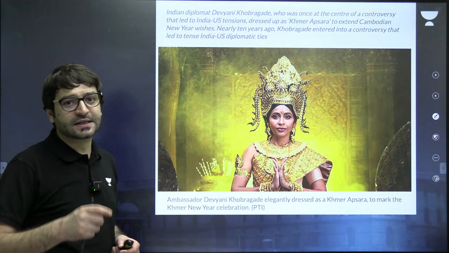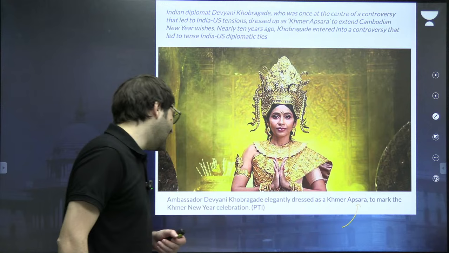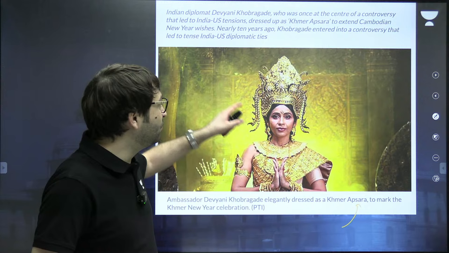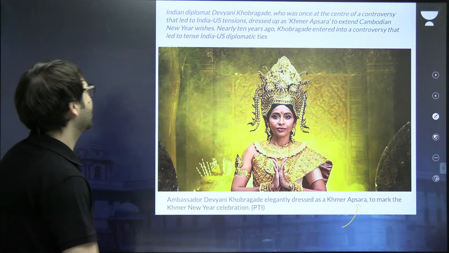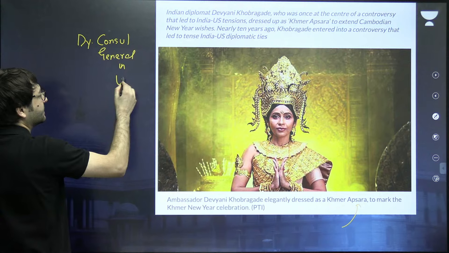But then the curious case of Devyani Khobragade. Yesterday, she, as ambassador to Cambodia, was wishing the Cambodians on their new year, and she was dressed as Apsara to mark the new year celebration in Cambodia. She was also arrested in the United States. So she was posted as Deputy Consul General in the United States. Many, many years ago, 2013, I guess.